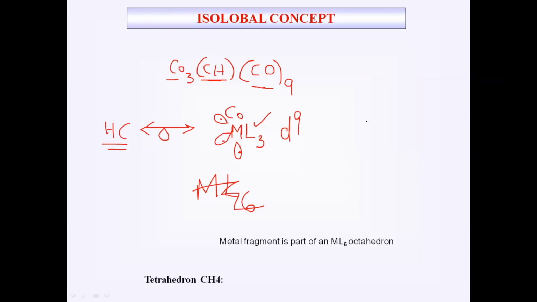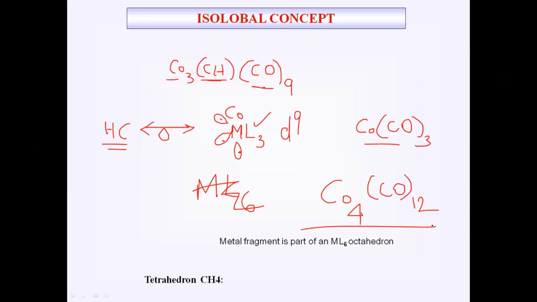Okay, therefore CH is isolable with Co(CO)3. So CH is isolable with cobalt tricarbonyl. Now we can write this structure as Co4 and CO12. Co4, CO12. Now when you have 4 cobalt, the cluster will be like a tetrahedron. So all edges of this tetrahedron will be shared by the 4 cobalt atoms.